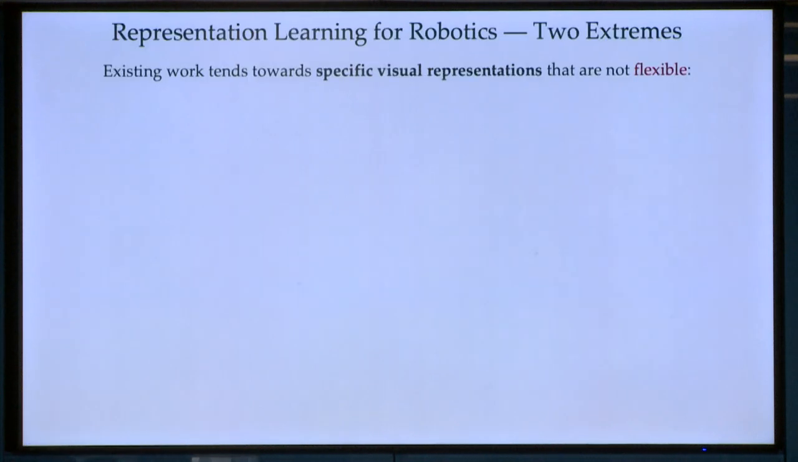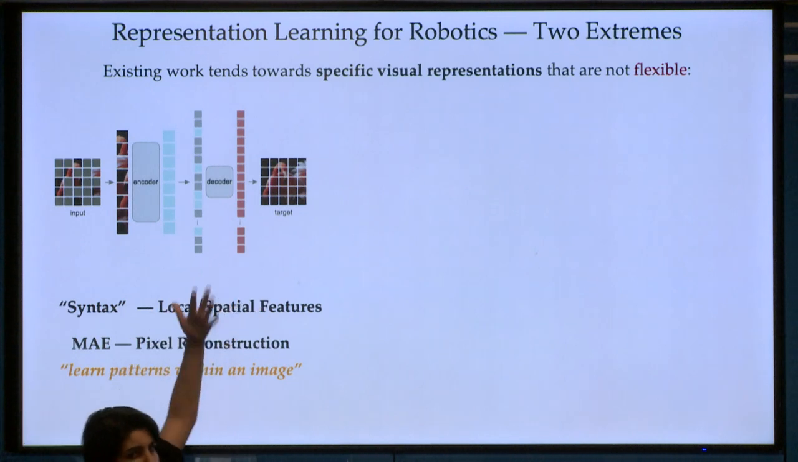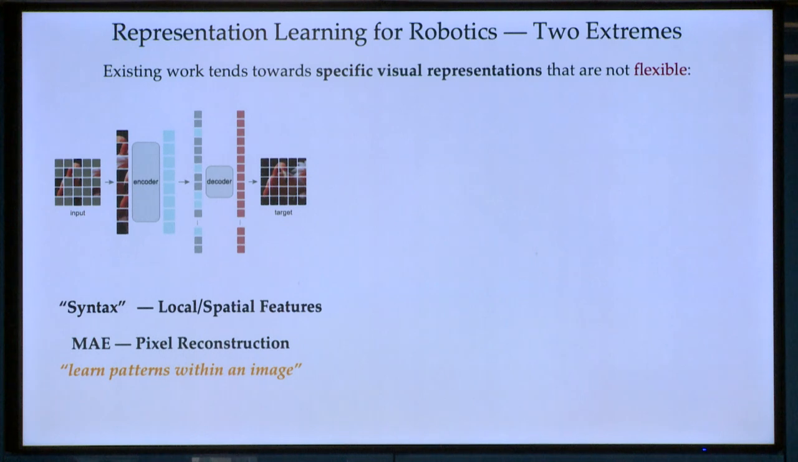So what is the state of the art here? The state of the art are kind of like two ends of the spectrum. One end of the spectrum is using things like masked autoencoding. The masked visual pre-training paper is an example of this, where you have your visual input, you mask it, and then you just try to predict the patches. It is great because it captures spatial features. It gets all those local spatial features. In some sense, it's capturing the syntax of the task that you're after.